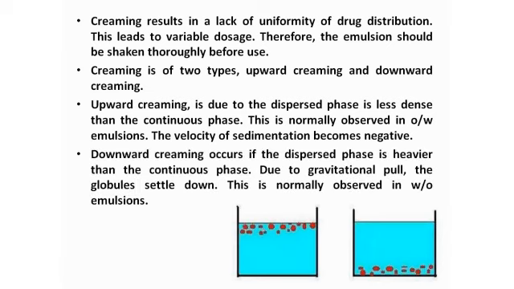And the downward creaming occurs if the dispersed phase is heavier, right? So it generally occurs in water in oil type of emulsion, and it occurs due to the gravitational force. Clear?